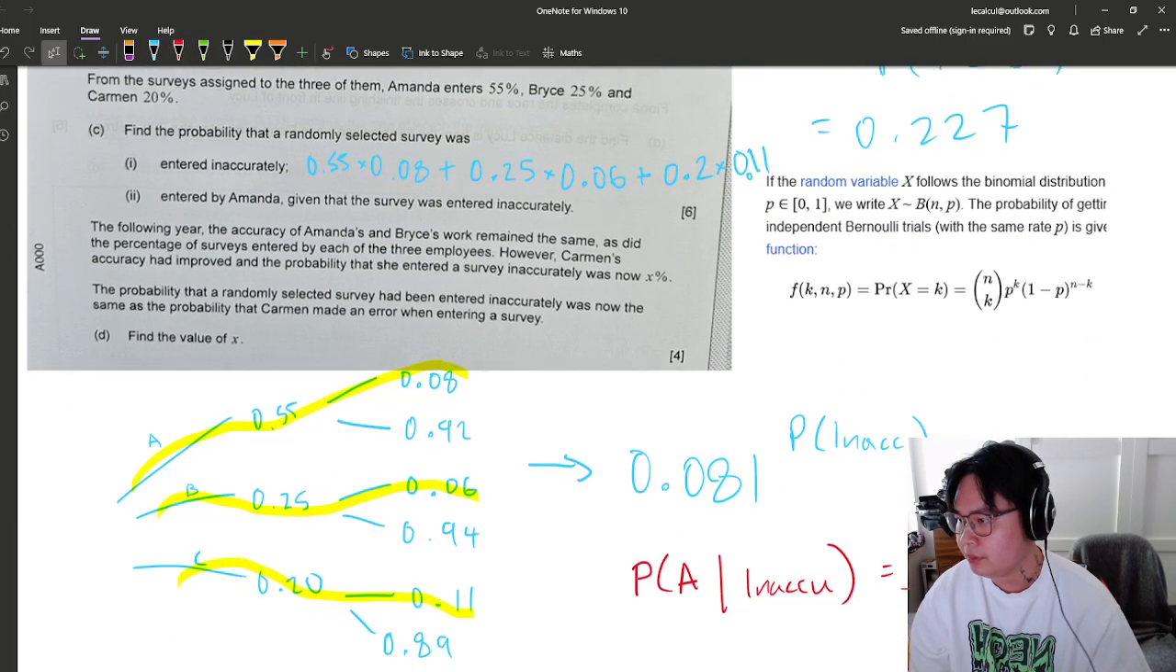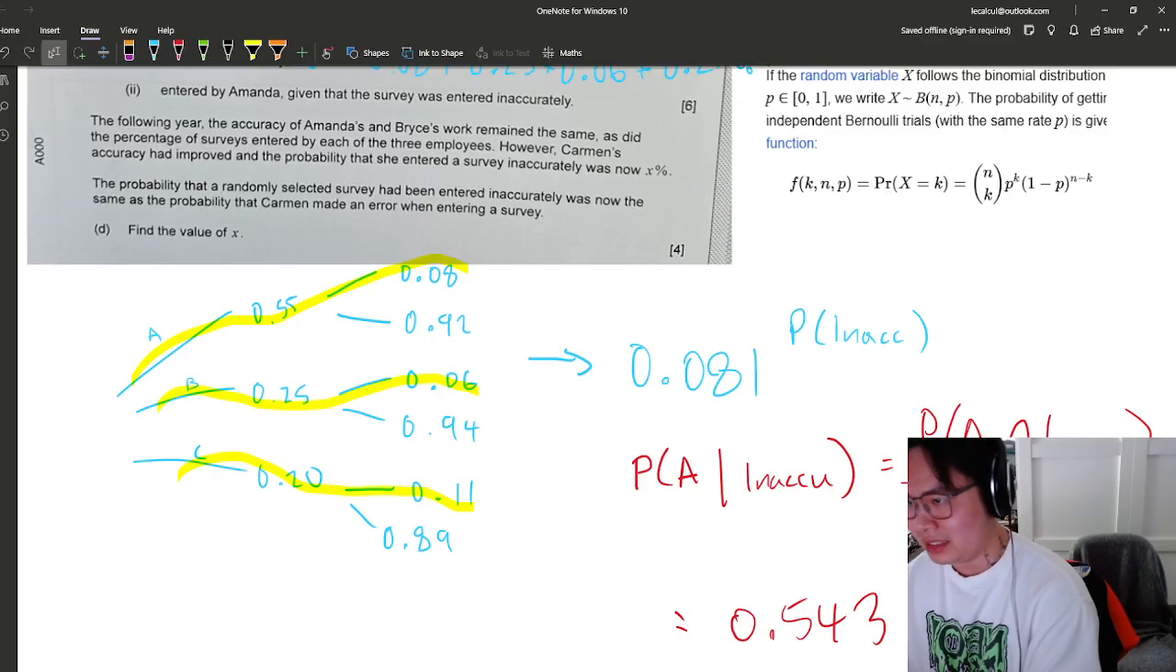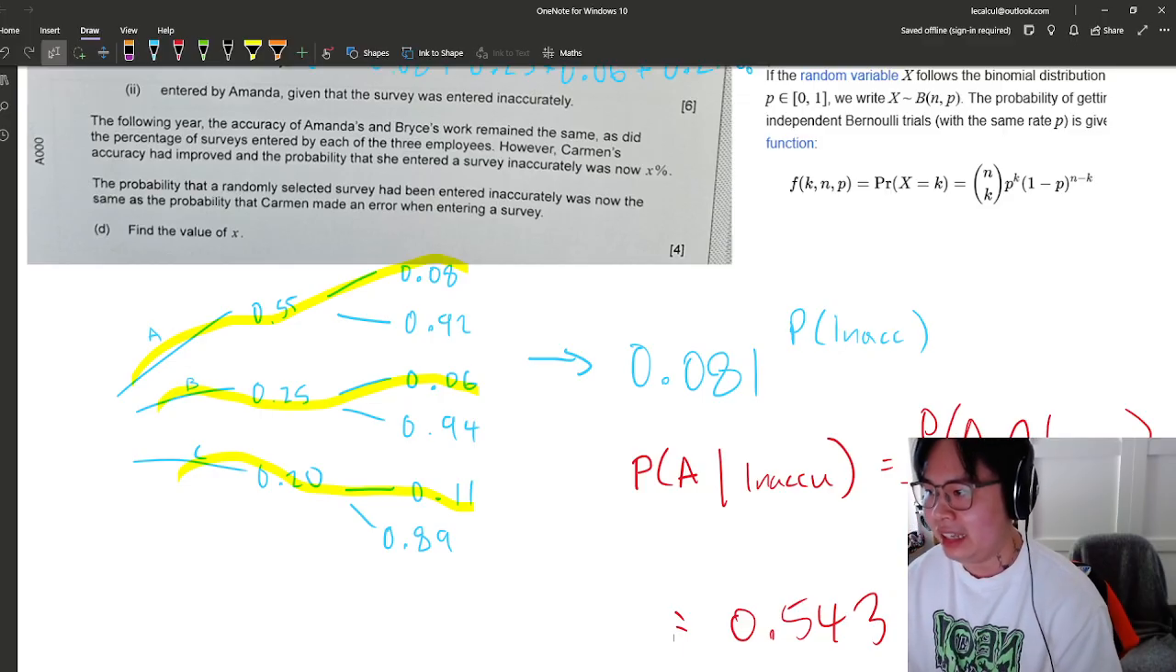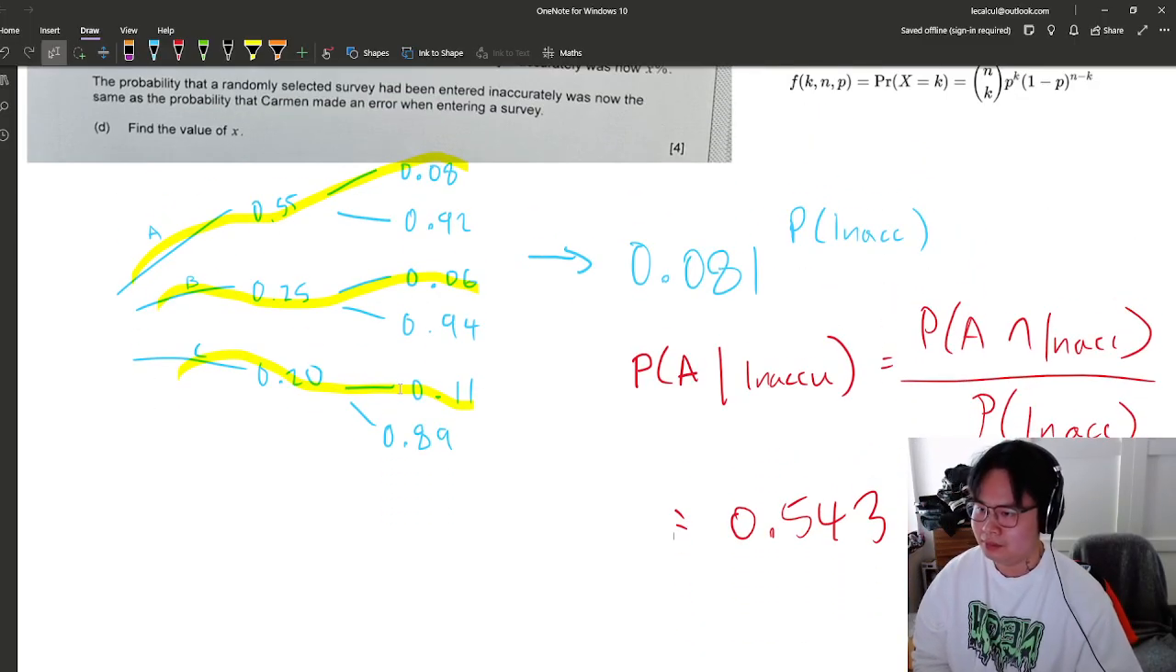Okay. The following year, the accuracy of Amanda and Bryce remains the same, as did the percentages of all 3. However, Carmen improved her accuracy. Now it's at X%. The probability that a randomly selected survey had been entered inaccurately was now the same as the probability that Carmen made the error when entering the survey. Find the value of X.